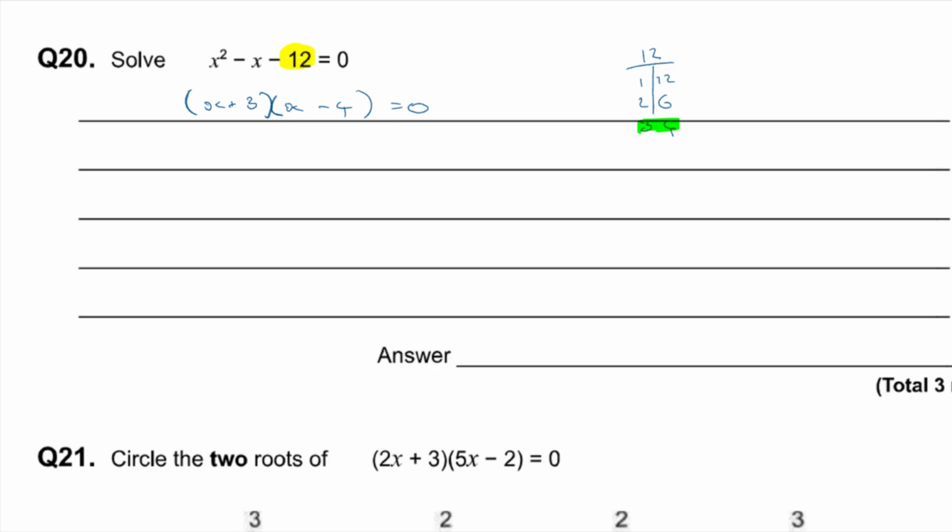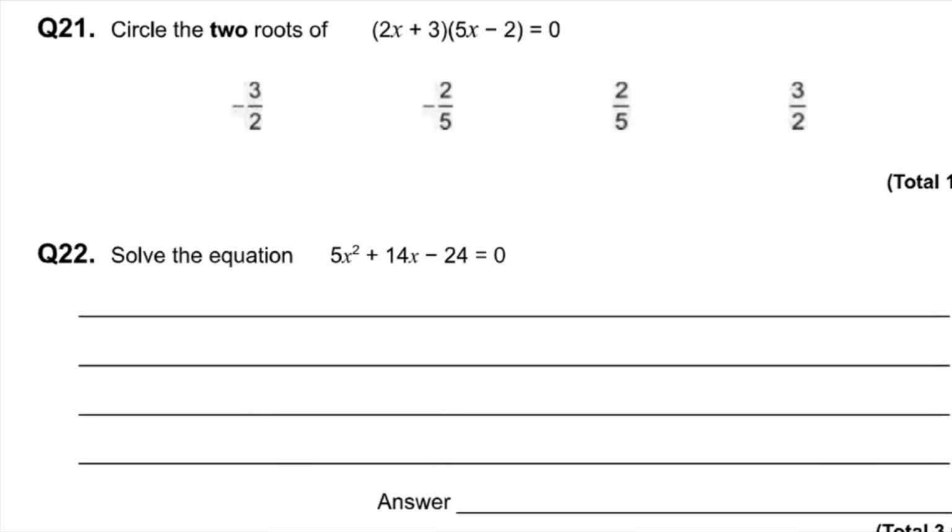Two things multiply to 0, one of the things must have been 0 to start with. So if this first bracket was equal to 0, then if x plus 3 is 0, then x must be minus 3. Or if this bracket is equal to 0, if x minus 4 is equal to 0, then x must be 4. So 4 take away 4 is 0. So my second solution is x equals 4. Just take note, in the factorised form and the final answer, the signs flip over, don't they? So x equals minus 3, x equals 4.